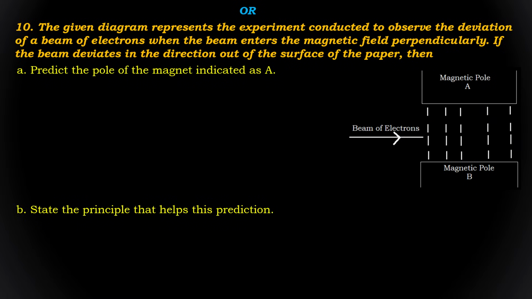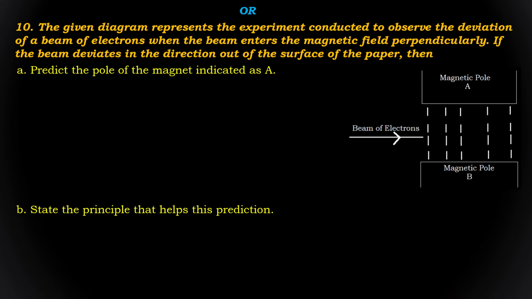Yeah, question number 10 has got an OR option. This is the OR part of it. They are given a diagram. The given diagram represents the experiment conducted to observe the deviation of a beam of electrons when the beam enters the magnetic field perpendicularly. If the beam deviates in the direction out of the surface of the paper, then. So they have got two scenarios. A is predict the pole of the magnet indicated as A. State the principle that helps this prediction.